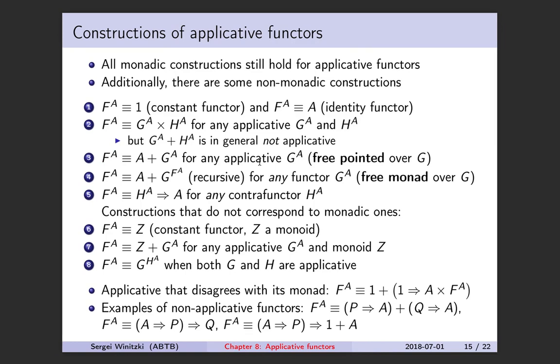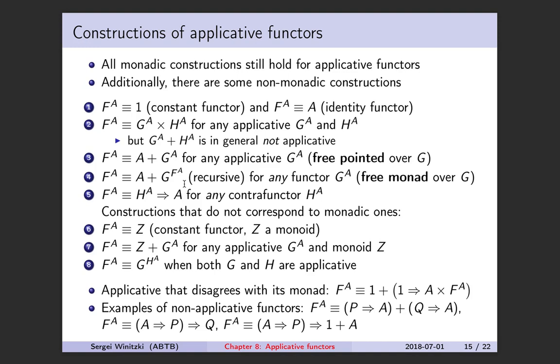Now, the next construction is the free monad over a functor G. So G here is an arbitrary functor. And this is a recursive type that's defined like this. Now we have seen in the previous chapter that this is a monad.